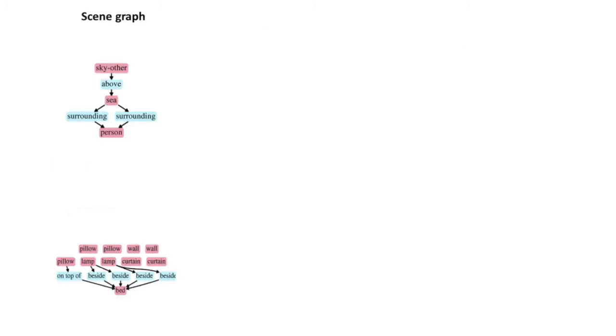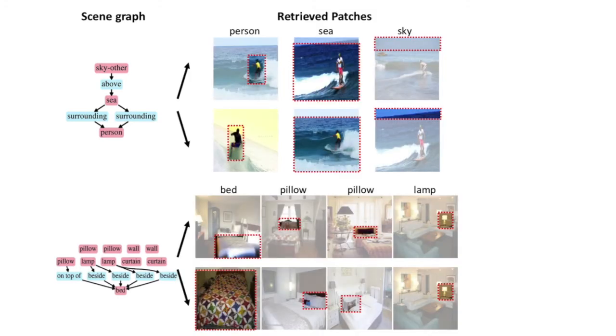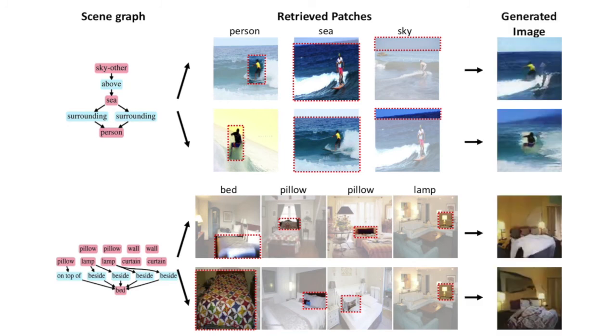Here is a demonstration of our method. Given the input scene graph, our model learns to retrieve a patch for each object from the real images. Our model then synthesizes the final image according to the retrieved patches.